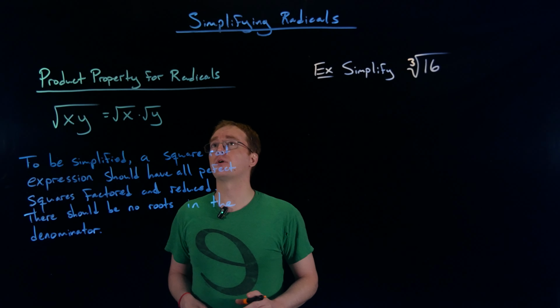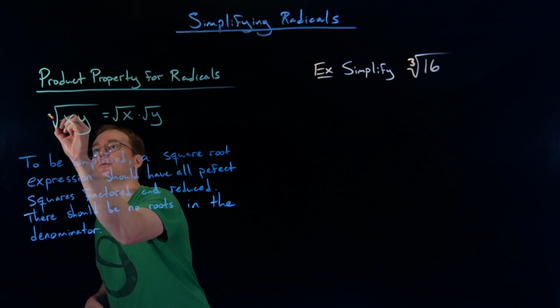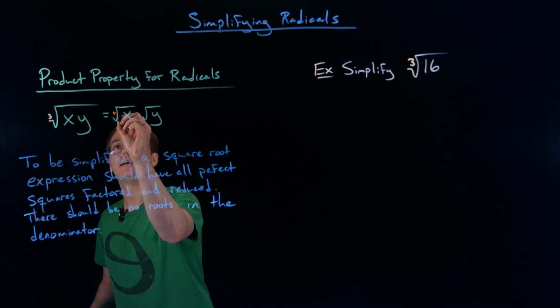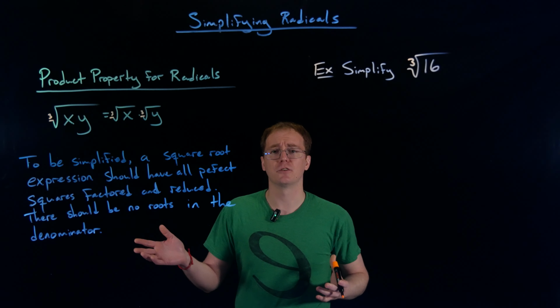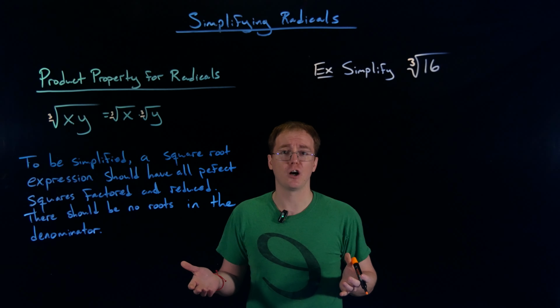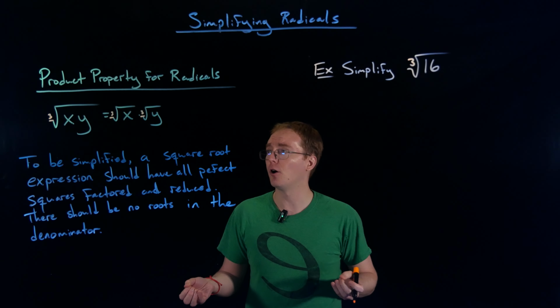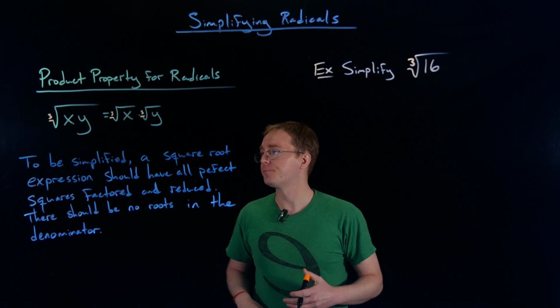So we still have a product property for radicals and for cube roots. However, the cube root of a product x times y can be written as the cube root of x times the cube root of y, just switching those square roots over to cube roots. And because of the way the cube root and cubic function operate and allow negatives to be involved, we don't have to have that condition where x and y have to both be positive.